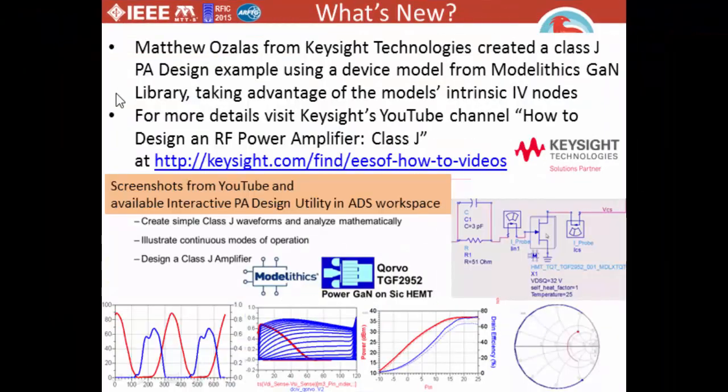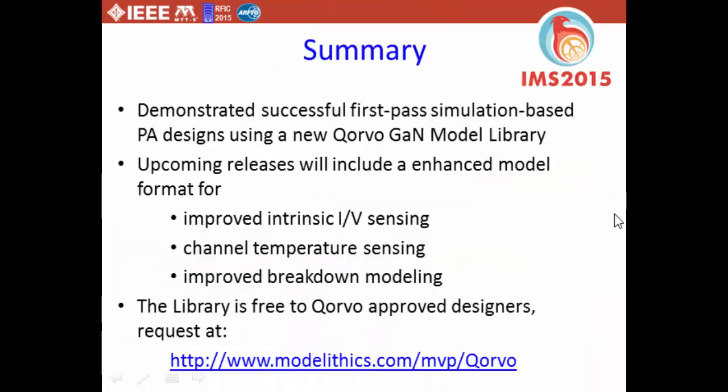Recently, Matt Ozalas from Keysight created a tutorial video illustrating a Class J PA design approach. The link to that video is shown here, and we see some examples of how Matt was able to demonstrate the use of the intrinsic voltage and current waveforms in a design flow. So in summary, we've demonstrated that successful first-pass simulation-based designs are possible using the new Qorvo GaN model library.